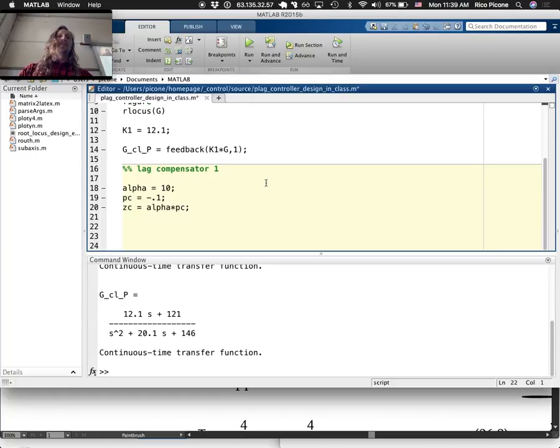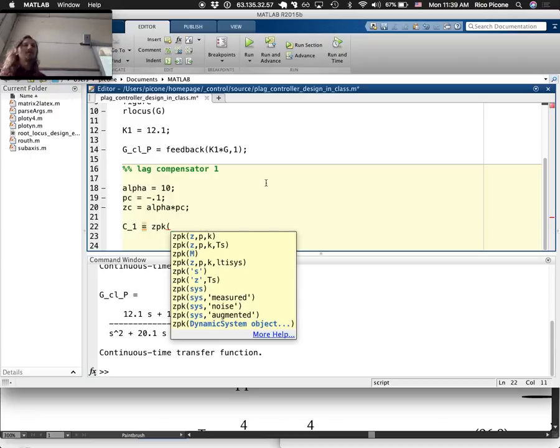And then let's build our compensator. I'll call it compensator 1 because we're going to do several of them. I'm going to define it using ZPK because we already have the zeros and the poles. I mean, we could easily use TF if we wanted as well.